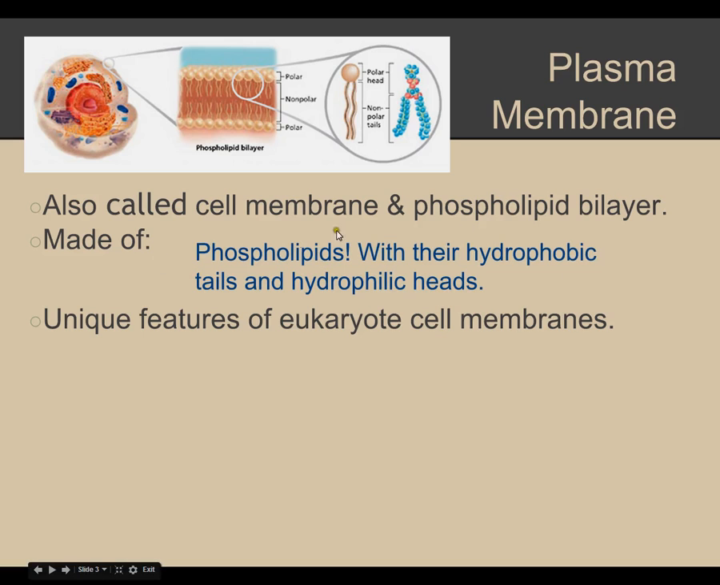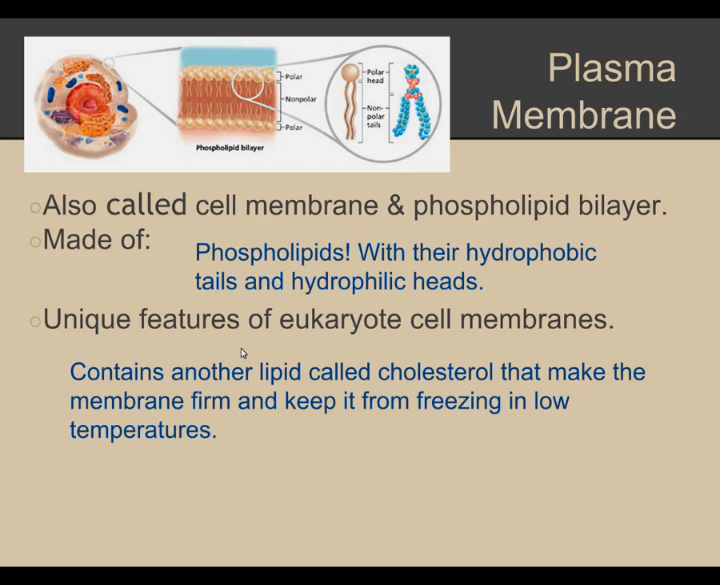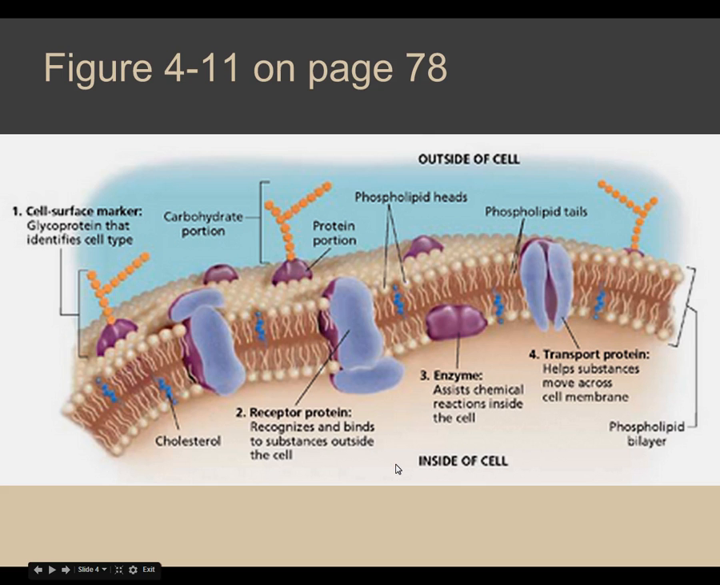A quick reminder from Chapter 4. One unique feature of eukaryotic cell membranes is that they have cholesterol embedded in them, and this is something that prokaryotes, like bacteria, do not have. This picture is right out of your book, and if you haven't taken a look at it yet, I would suggest that you do. On the EOC, they love to put pictures of the cell membrane, and they love to ask you questions about the cell membrane, and this picture does a really good job of summing up a lot of the features that they may ask about.